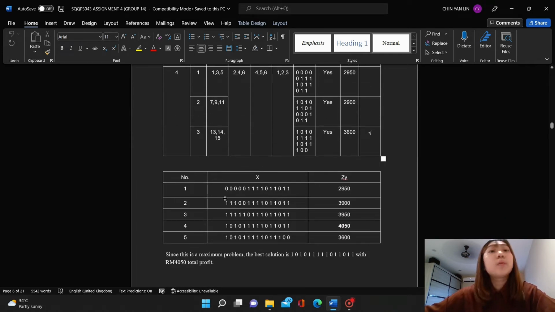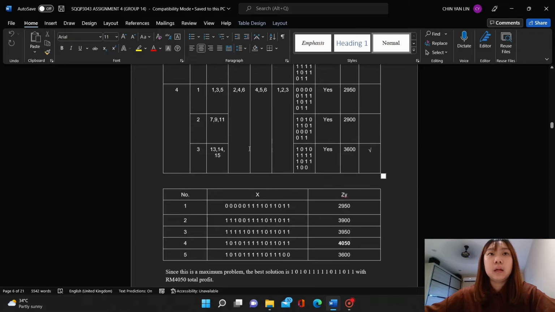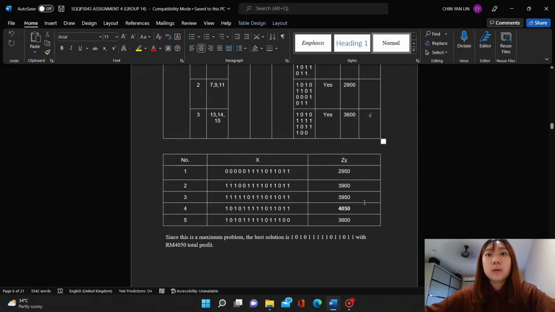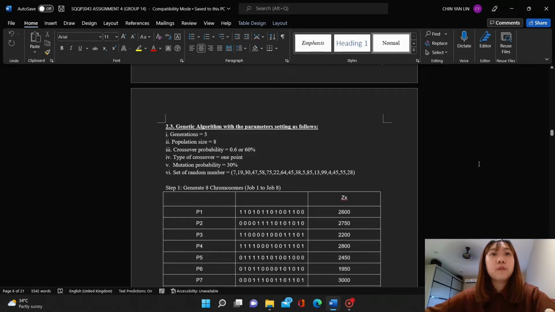Next we need to propose our best solution. We list the x that we chose in the previous steps. Our best solution is x4, since it has the highest profit, which is 4,050.